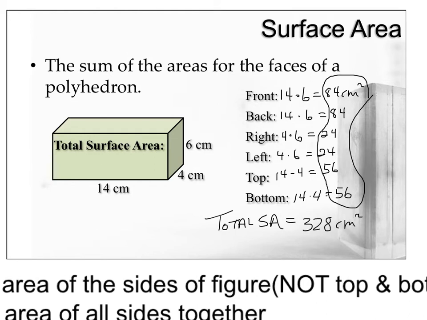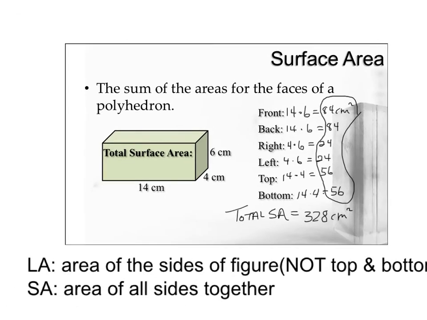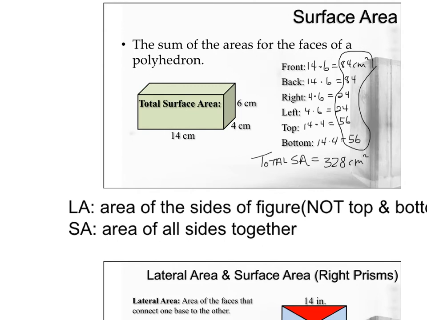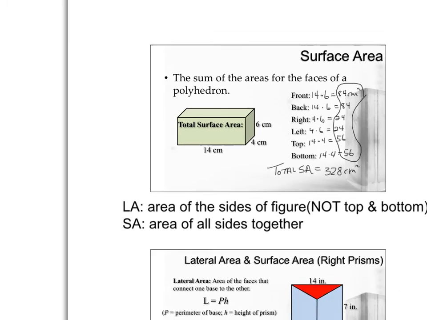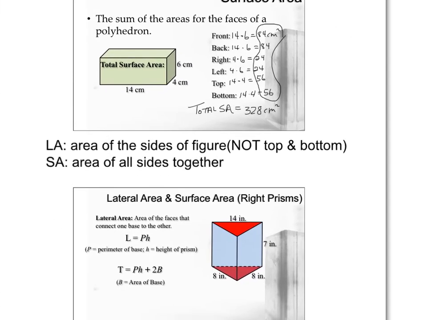Now, there is another way to do that rather than going through each one and finding the area of each shape. The lateral area is what we call the area of the sides of the figure. It does not include the top and the bottom. Lateral means side to side. So when you're finding the lateral area, you're finding the area of the sides. The surface area is the area of all the sides together, the sides and the top and the bottom. There's going to be a different formula for each one.